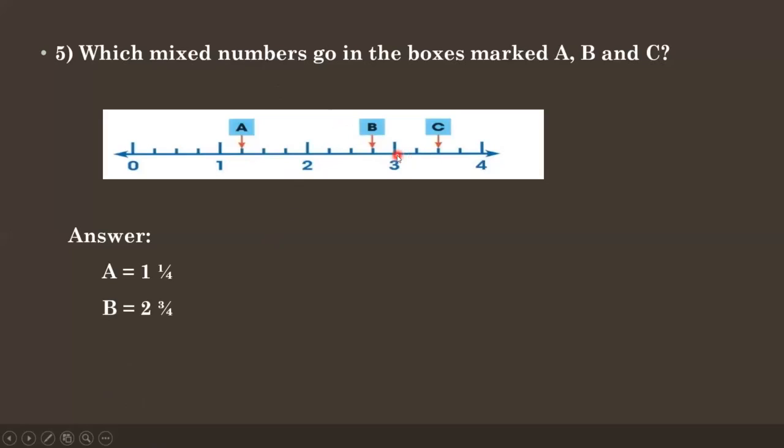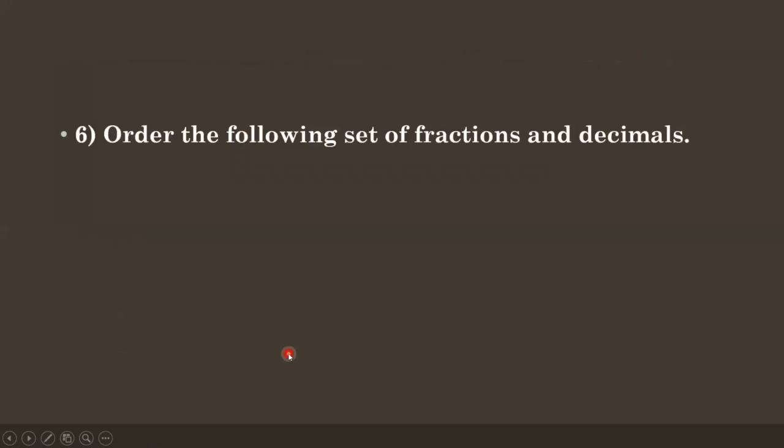Next comes C. C means after 3. So 3, when it is here, 3 and 1 by 4. And when it is here, 3 and 1 by 2. So the answer is 3 and 1 by 2. Is this clear? The only thing is you need to know these three divisions, what the fractional part represents. After that, you are just mixing up this one and this fractional part. Clear? Okay.